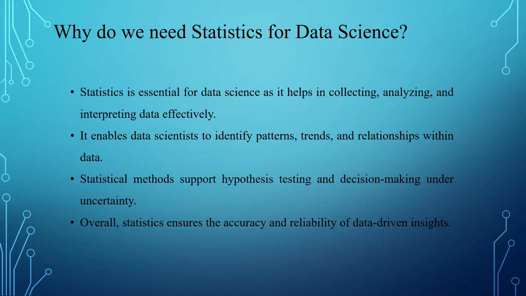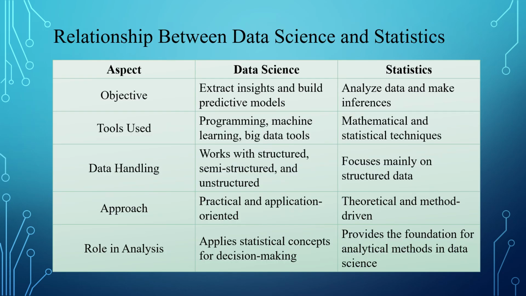Why do we need statistics for data science? Statistics is essential for data science as it helps in collecting, analyzing and interpreting data effectively. It enables the data scientist to identify the patterns and trends in the data and the relationships within the data. Statistical methods support hypothesis testing and decision making under uncertainty. Overall, statistics ensures the accuracy and reliability of data-driven insights.